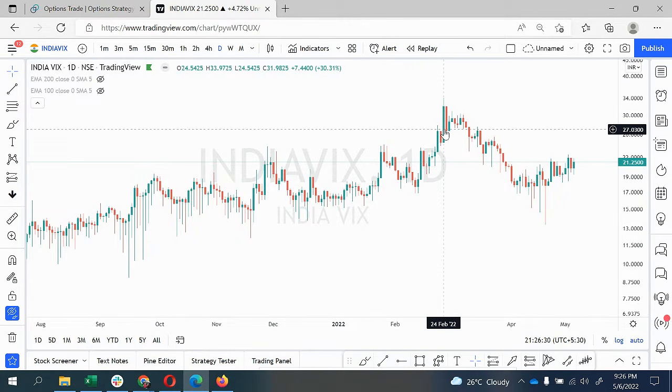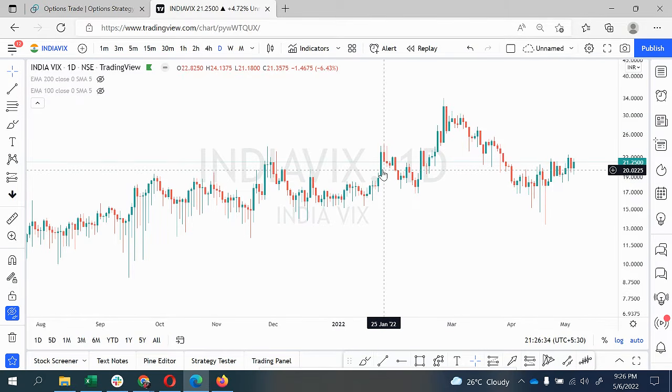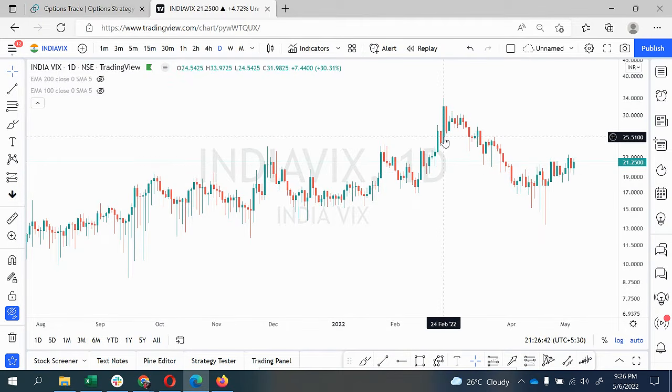Check this area, it has moved 30%. Next day it's 16%. See, 10 to 15% are very common. 6%, right? Here it shows 15%, right? Can we check why there was a 30% increase in the rising VIX on the 24th of Feb?